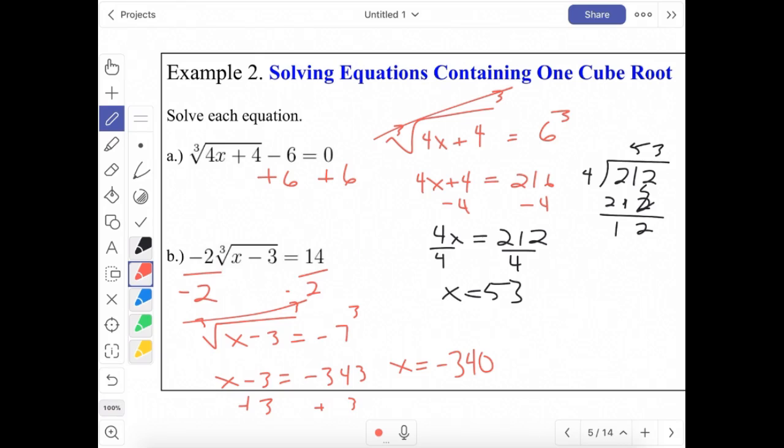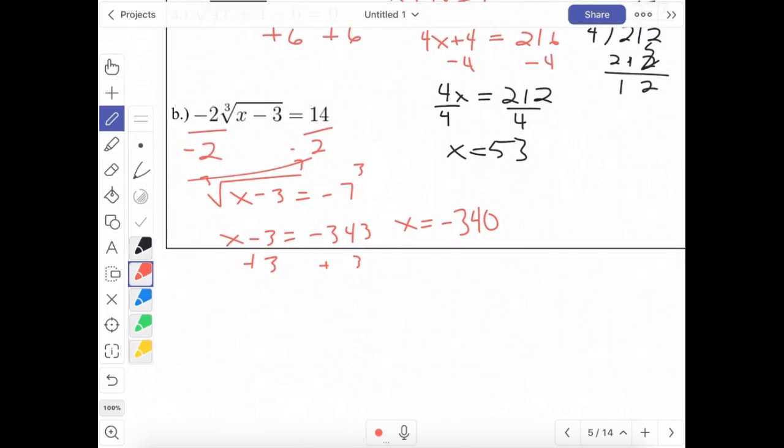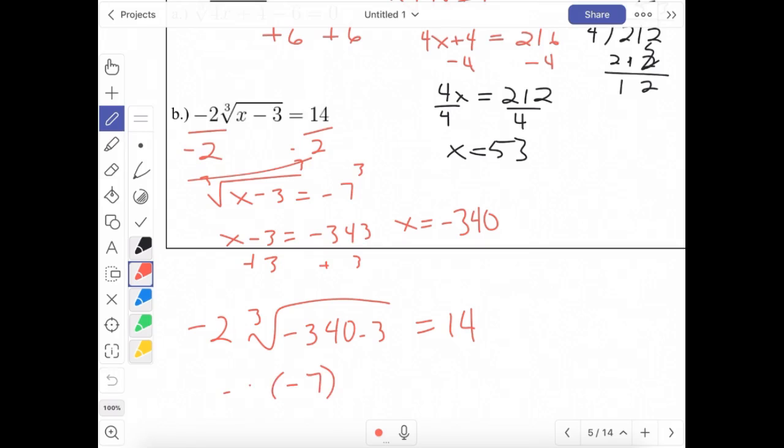So let's see. If I plug that in, negative 2, cubed root of negative... Yeah, that'll work out too. So cubed root of negative 340 minus 3, negative 343, we get negative 7. Negative 7 times negative 2 is going to be equal to 14. So that one works out as well.